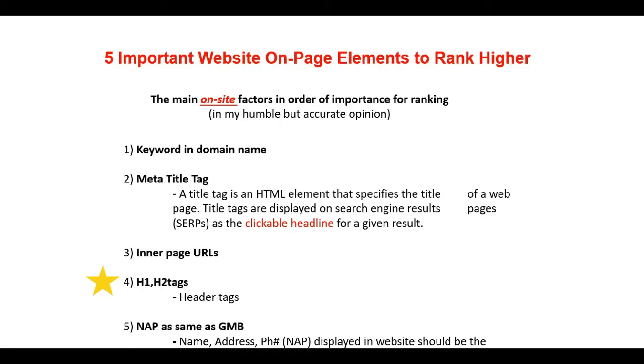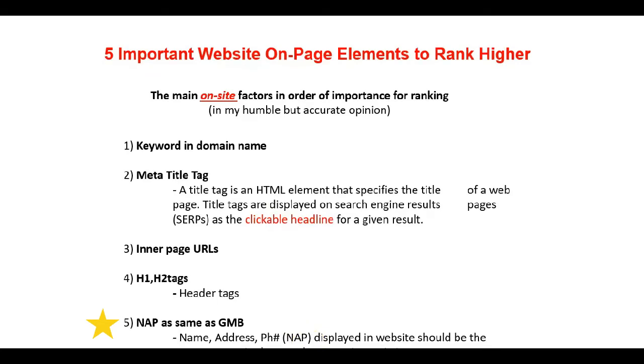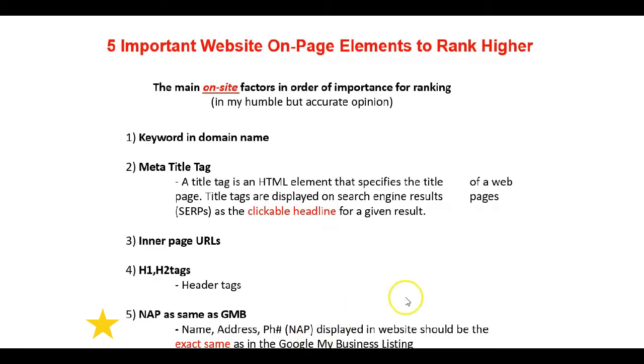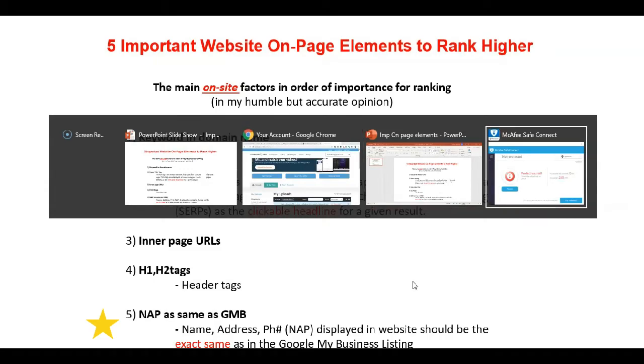The fourth will be the header tags. These are the bold headlines in your website. I'll go over those. And the last one is what I call NAP, which is basically name, address, phone number in your website. That should be the exact same as the Google My Business listing. You'll be surprised how some websites have a totally different address in the GMB listing, that's the map listing, and a different address in the website. Or they may have the same address but a different variation, and that also can hurt your SEO rankings in Google. So let's go into details.